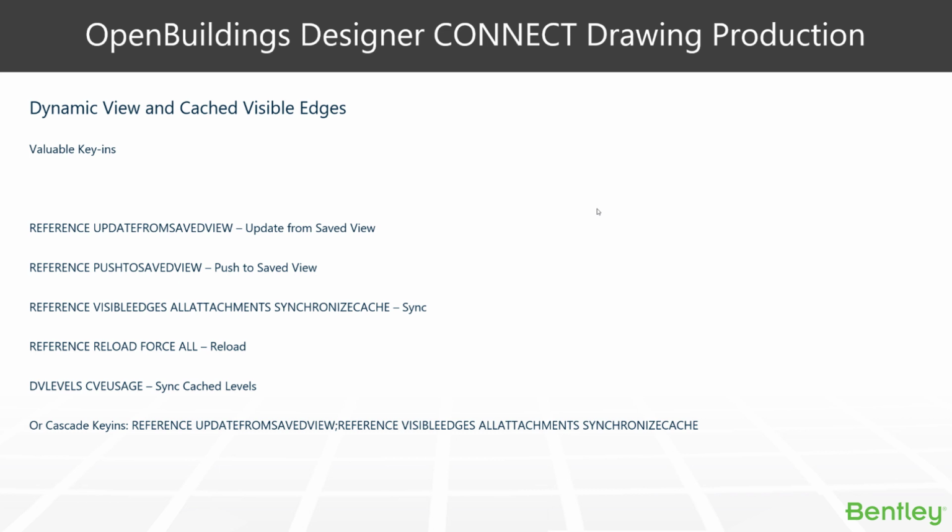Let's say you're about to release your drawings and you've had the update set to manual and you haven't done any updates, and you've got 300 drawings. You could run a batch process on this with one of these keyings.